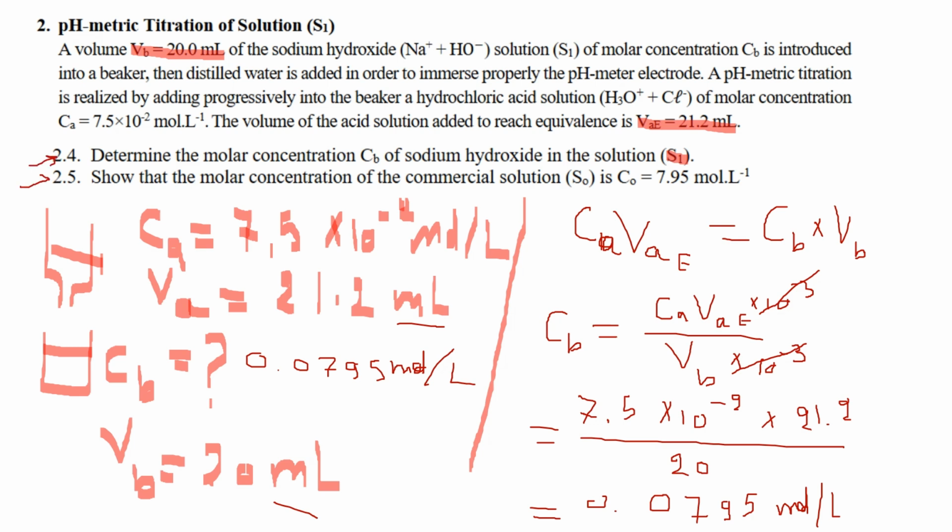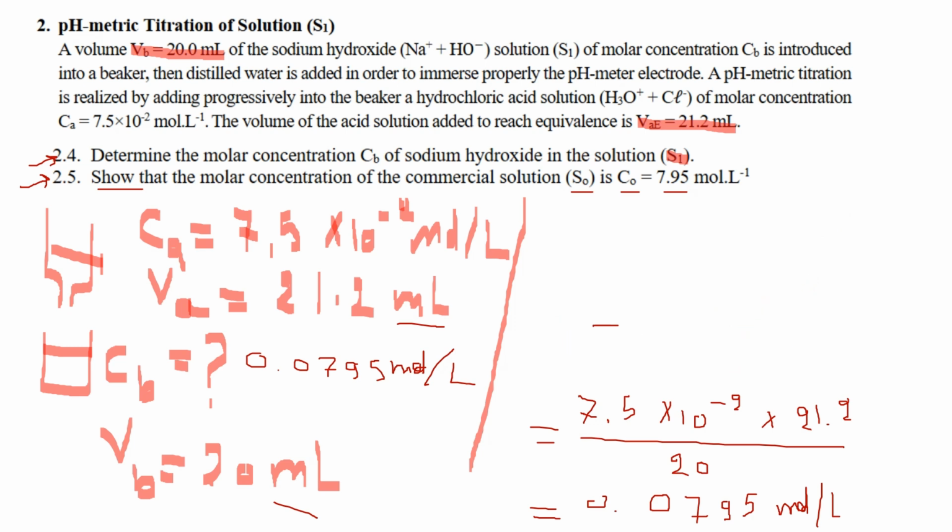Now, how to solve 2.5? We need to show that the molar concentration of the commercial solution, C0, equals 7.95 mole per liter. Remember in the previous slide, I told you to always remember that the concentration of the base that we're getting here is a diluted one from C0. So C0 is equal to 100 times C1. Now we need to go back to the formula of the dilution.